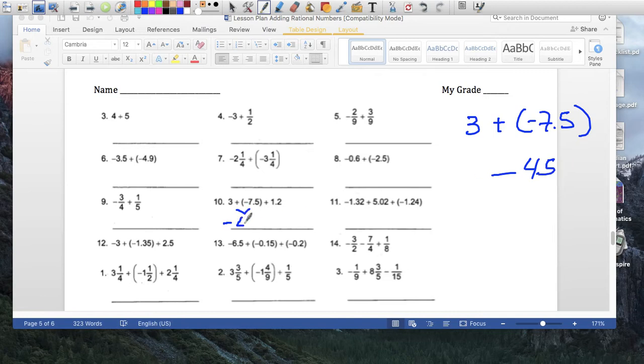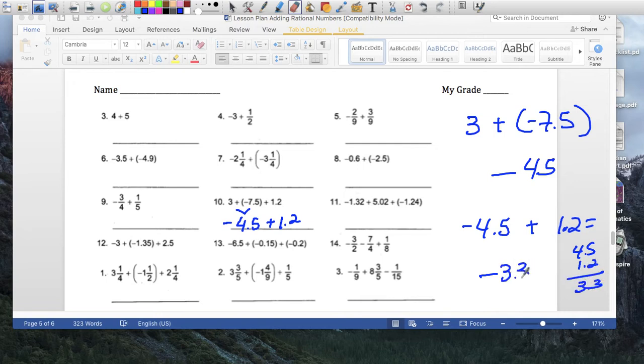So that gives me negative 4.5, which I'm going to now add to 1.2. And negative 4.5 plus 1.2. Let's talk about our answer first. Our answer is going to be negative or positive. Well, there's more negatives than positives, so it's negative. So if the signs are different, I got to find the difference between them, right? So it's 4.5 minus 1.2, and I'm going to get 3.3. Final answer, negative 3.3.